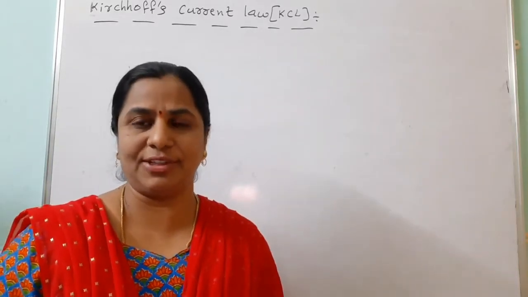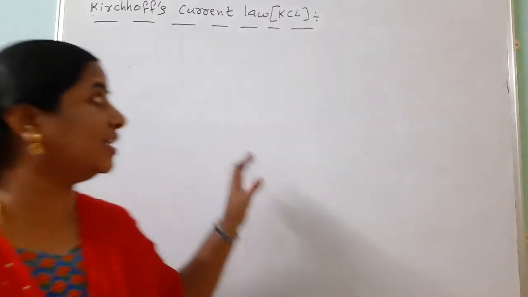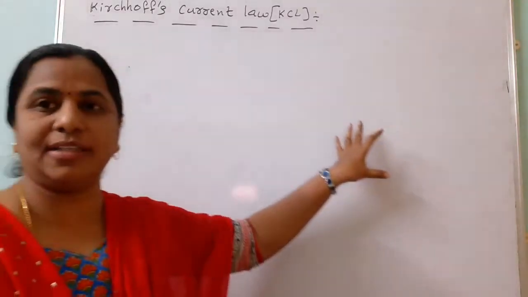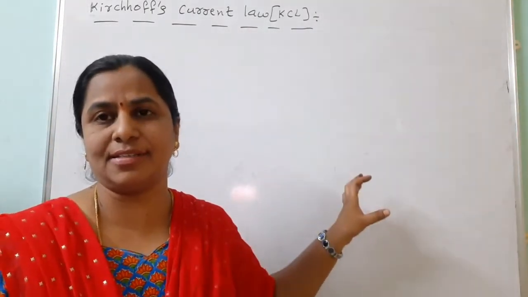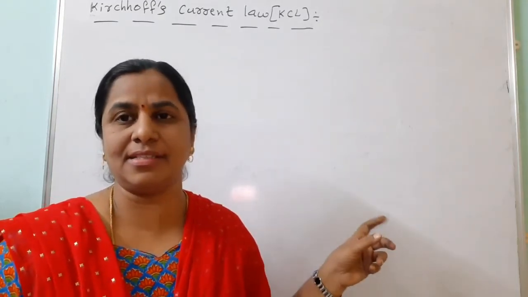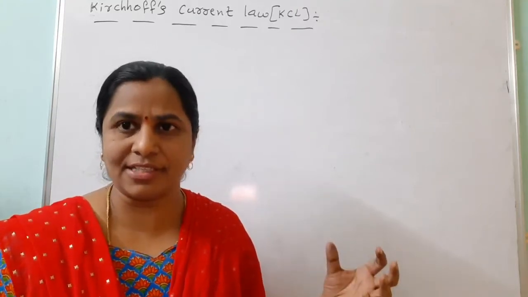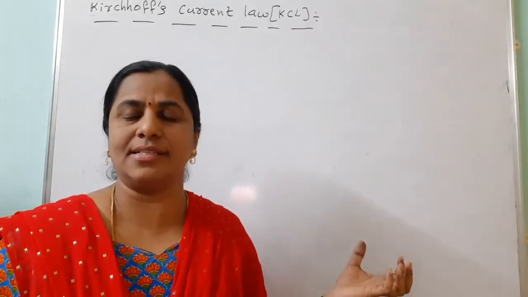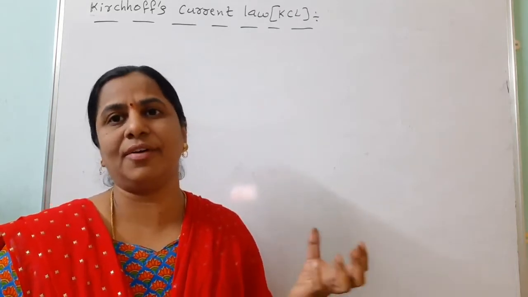Today I want to share with you a very important law called Kirchhoff's laws. What are Kirchhoff's laws? There are two of them. The first one is Kirchhoff's current law and the second one is Kirchhoff's voltage law. According to Kirchhoff's current law, the algebraic sum of the currents at a junction is equal to 0. You can also call this the junction rule. It is based on the law of conservation of charge.